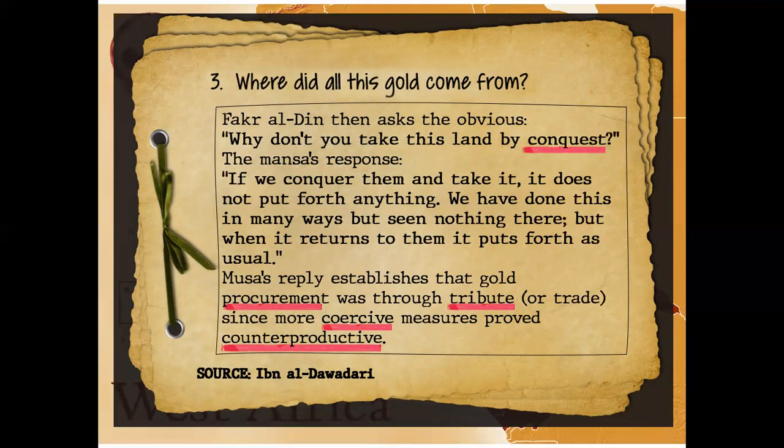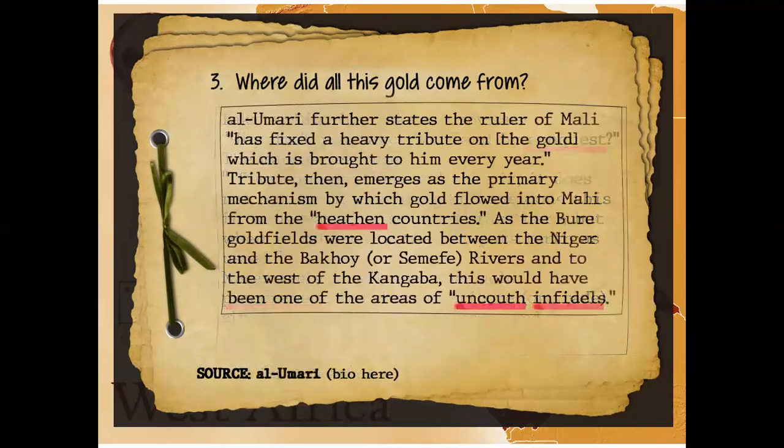Let's look at one more source that adds to this understanding. So al-Umari further states, the ruler of Mali has fixed a heavy tribute on the gold which is brought to him every year. Tribute, then, emerges as the primary mechanism by which gold flowed into Mali from the heathen countries. As the Bore gold fields were located between the Niger and the Bakoy or Semefe rivers, and to the west of the Kengaba, this would have been one of the areas of uncouth infidels.